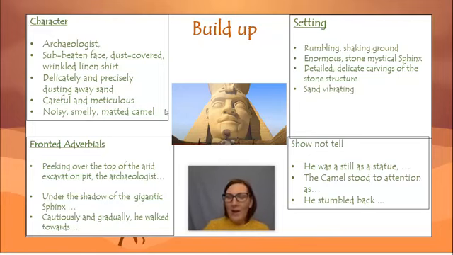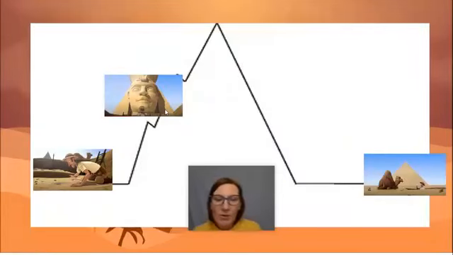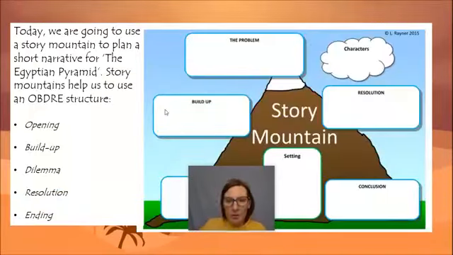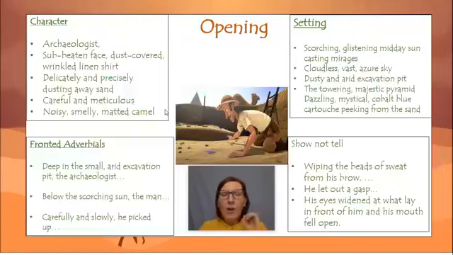So now what I'd like you to have a go at, children, is I want you to have a go at your own story mountain. So I want you to go to your story map here, and I want you to have a go at writing your own problem. Have a go at writing your own builder. Remember, it's not sentences. You are just writing expanded noun phrases, but making sure you're having that list of your character, the setting, what's happening, your show not tell what you want in that section, and your fronted adverbials.